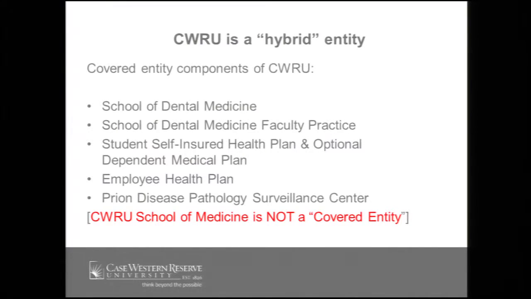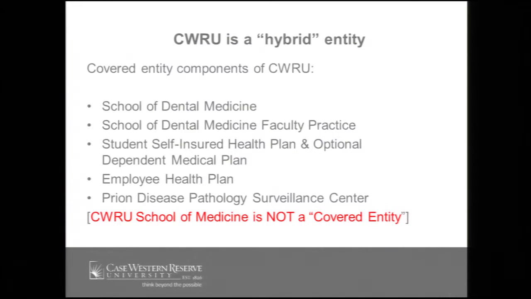As an institution, Case Western Reserve University is not a covered entity. Certain components of Case, though, are. They do meet the definition of covered entity. This makes Case a hybrid entity. And this slide lists those covered entities of Case. They're also called designated healthcare components. So it's the dental school faculty practice, the student health plan, the employee health plan, and one particular area of the School of Medicine that falls under the definition of covered entity.